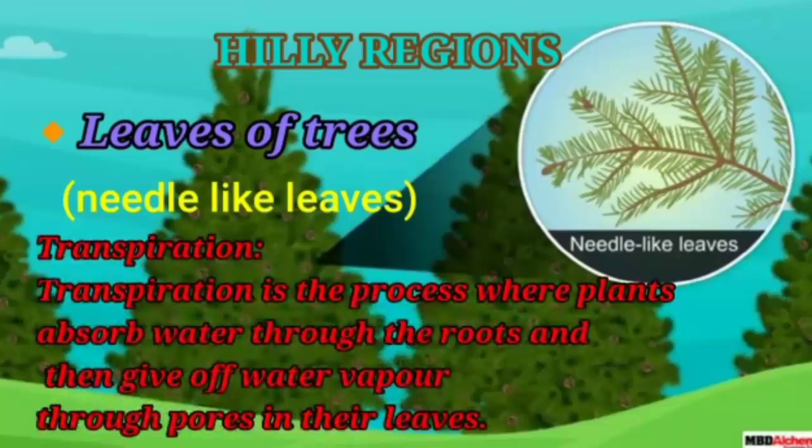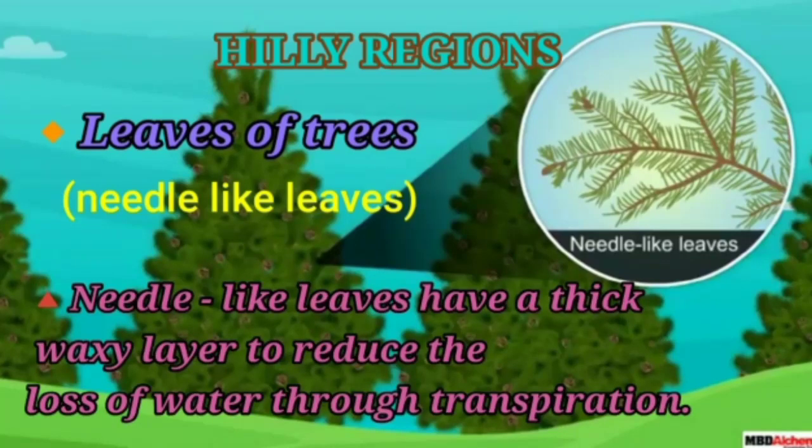So, what is transpiration? Transpiration is the process where plants absorb water through the roots and then give off water vapor through pores in their leaves. So, the needle-like leaves have a thick waxy layer. It helps to reduce the loss of water through transpiration.